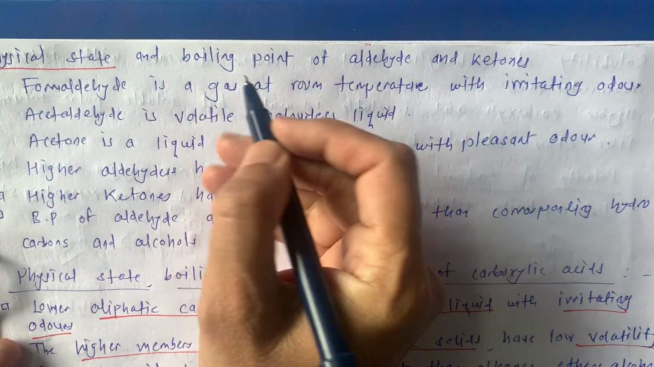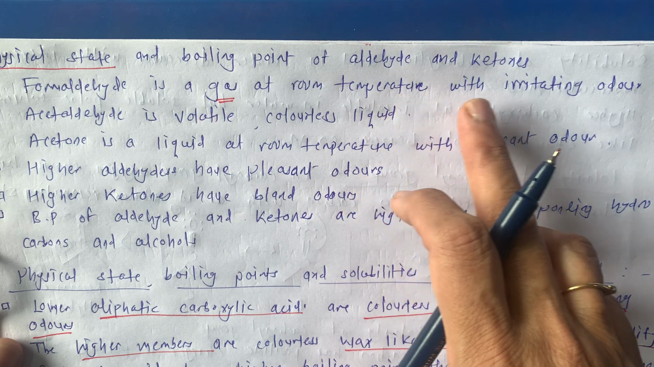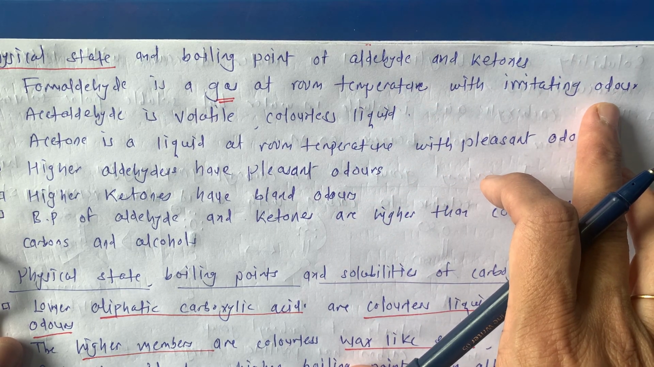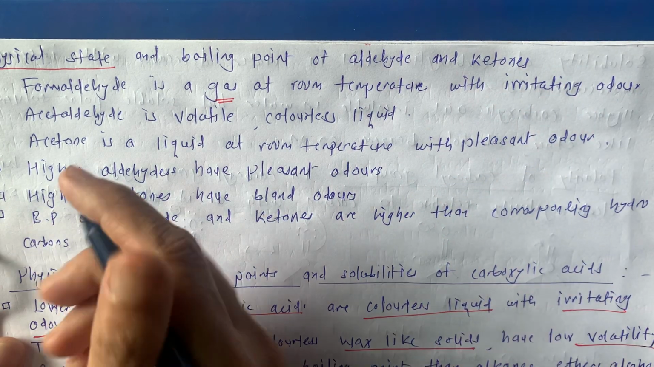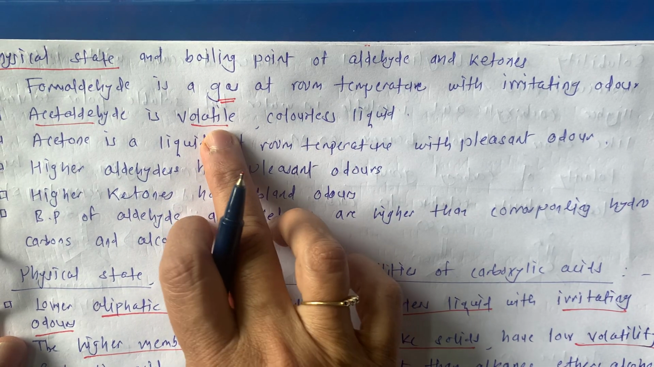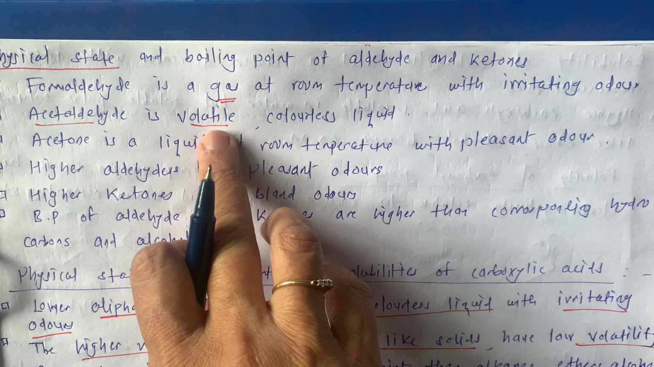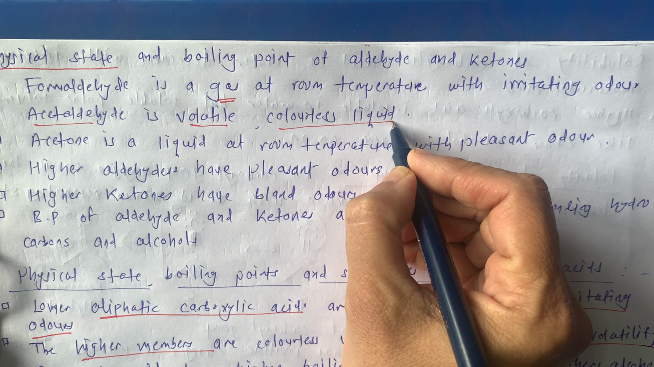Formaldehyde is a gas. This is very important. Formaldehyde is a gas at room temperature, and it has a very irritating odor. So we just can't bear this odor. While acetaldehyde is volatile. Means what? If you keep it in a room at room temperature, it will evaporate. So it is volatile. It is a colorless liquid, no color.